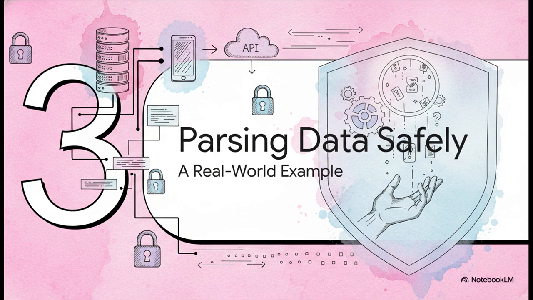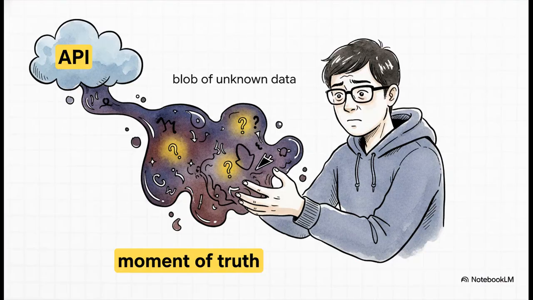Okay, so theory's great, but let's see how this actually works in the real world. Imagine we're fetching some user data from an API. So we've made the call, we've gotten a response, and we have this data variable. Now, we might have told TypeScript to expect a user, but right now, what is this thing really? It's just a blob, an unknown shape from the outside world. This is the moment of truth, the danger zone, where we can't trust anything.